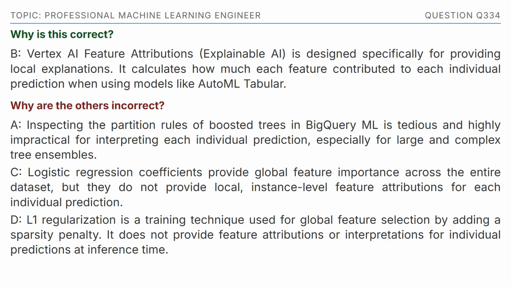Why are the others incorrect? A. Inspecting the partition rules of boosted trees in BigQuery ML is tedious and highly impractical for interpreting each individual prediction, especially for large and complex tree ensembles. C. Logistic regression coefficients provide global feature importance across the entire dataset, but they do not provide local, instance-level feature attributions for each individual prediction. D. L1 regularization is a training technique used for global feature selection by adding a sparsity penalty. It does not provide feature attributions or interpretations for individual predictions at inference time.